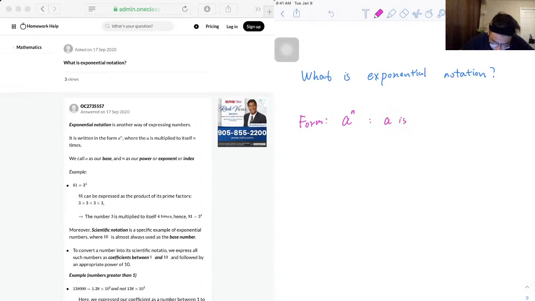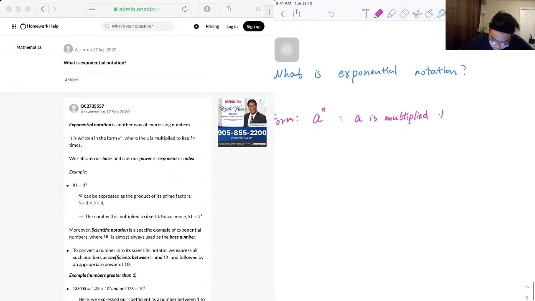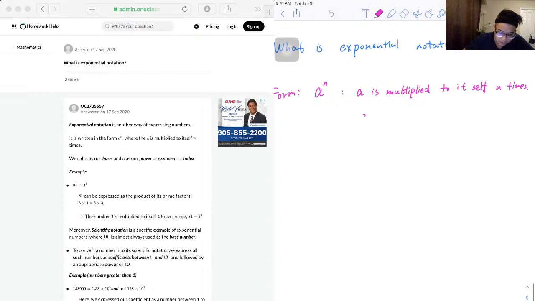A is multiplied to itself n times, which just means a times a times a times a times dot dot dot times a, and there are n of a in total, and we just multiply them together.